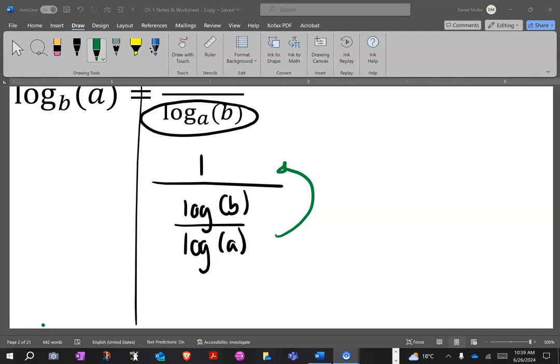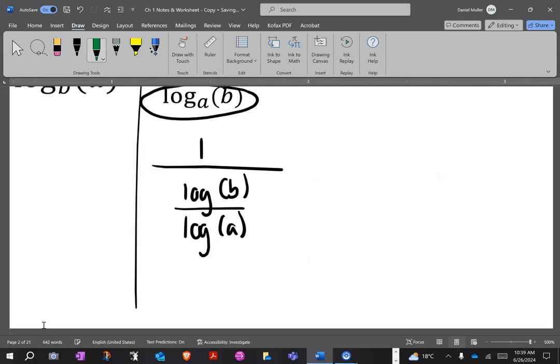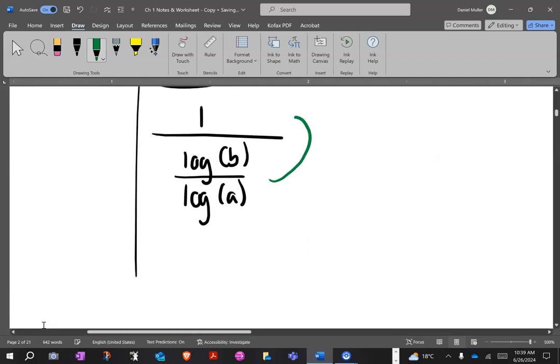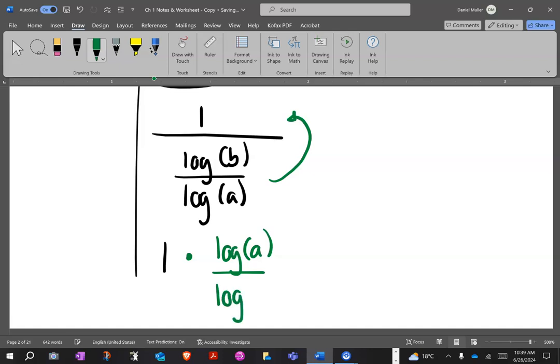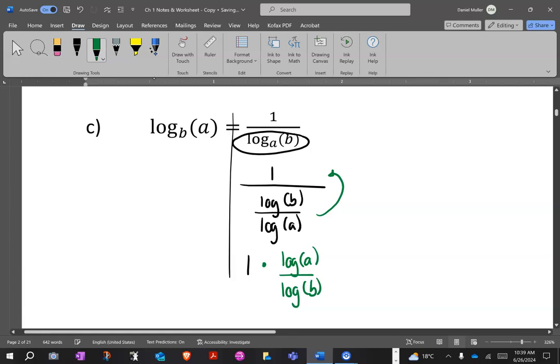So we have log b over log a. We're gonna flip it and turn it to a multiply. So this is originally a division question. 1 divided by, and we're gonna turn it to a multiplication. So you can bring this to the top and flip the fraction. So I've got a 1, and then I'm going to flip this and turn it to a multiply. So I'm going to put my multiply, and I'm going to flip this to log of a over log of b. Is that the same? No, it's not quite.